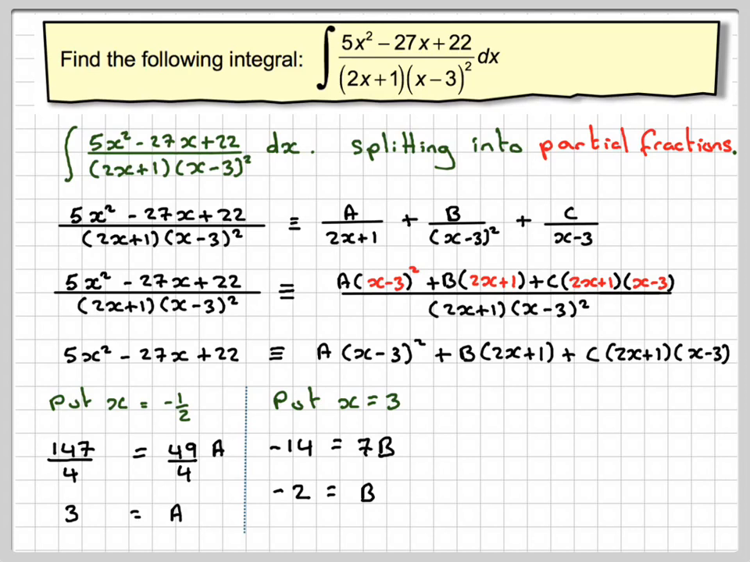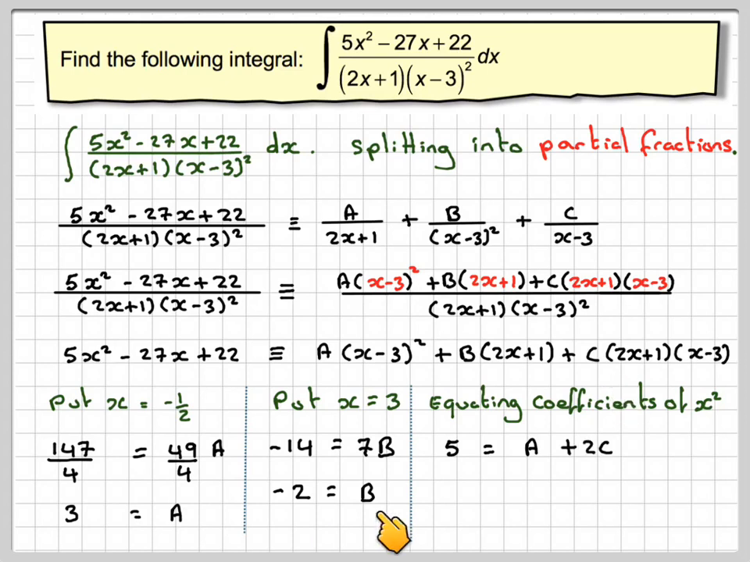So what you have to do is equate coefficients. So just equating coefficients of the x² term only, 5 will have to be equivalent to 1A, and nothing from here, there's no x² term here, but you're going to have a 2x² here, plus 2C. Well, we already know that A is equal to 3, so we've got 5 is equal to 3 plus 2C. 2C will be equal to 2, and C is equal to 1.